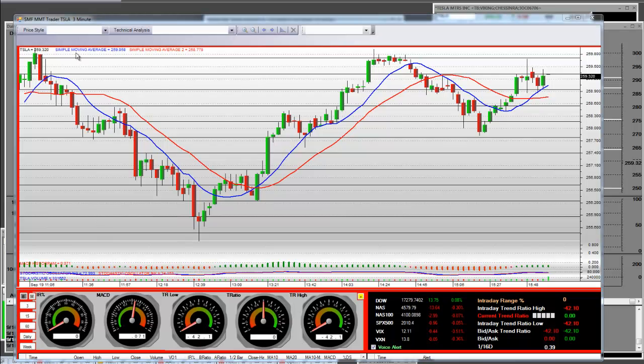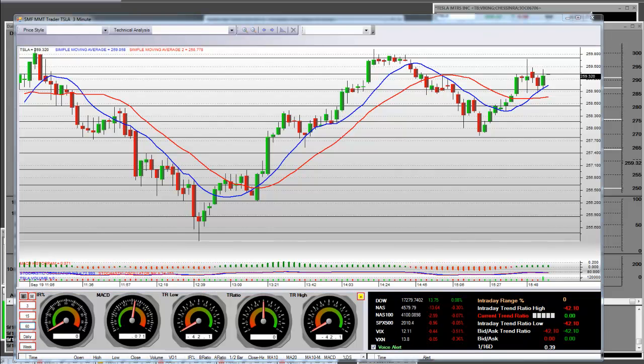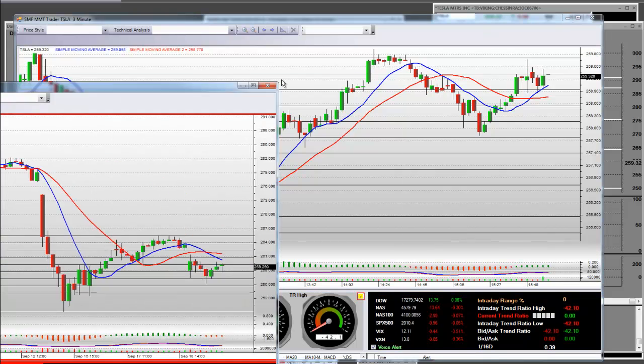Now, MMT, we have a Tesla chart, and you can clearly see it's a 3-minute chart, and you can see the reversals, but then you can see how it was time to get net long on a 3-minute level, and we hit a double top on the 3-minute level. So let's just take a look at a different time frame.